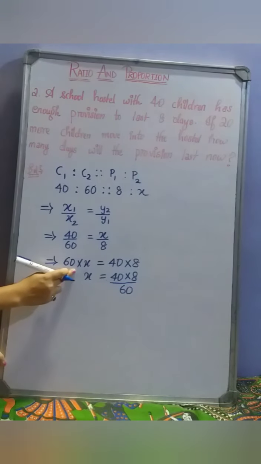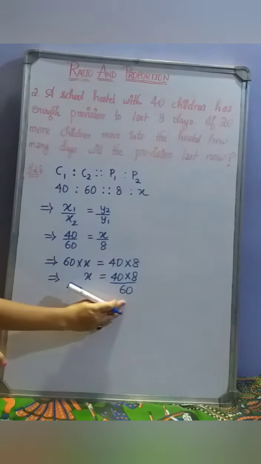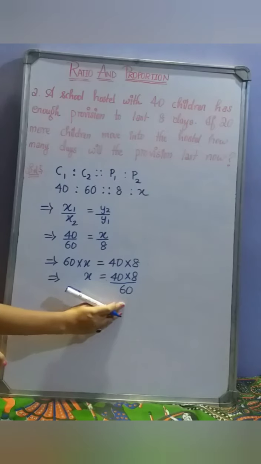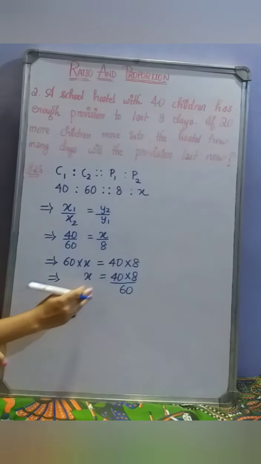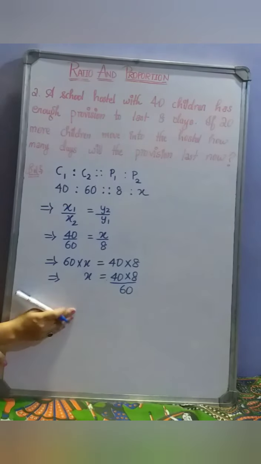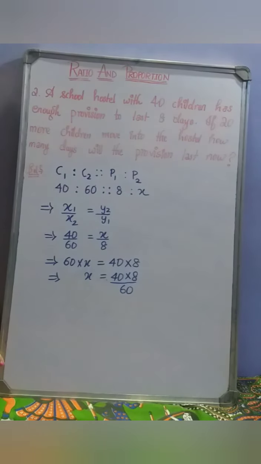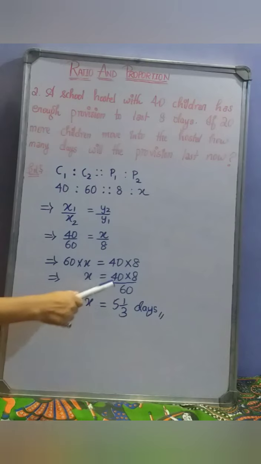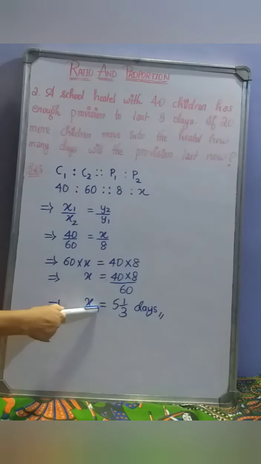As 60 is in multiplication here, once we shift it to the RHS, it becomes division. So to find the value of x, 40 into 8 by 60 should be solved. Then only we will know the value of x. Solving this equation, we get x equals 5 1 by 3 days. So if 60 children are there in the hostel, the provision will last for 5 1 by 3 days. And if 40 children are there, the provision will last for 8 days. This is how we solve an inverse proportion question.